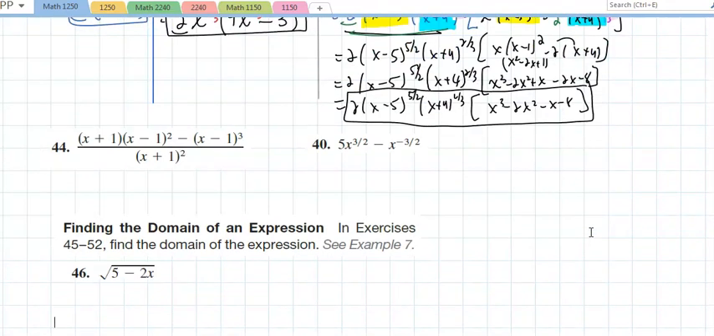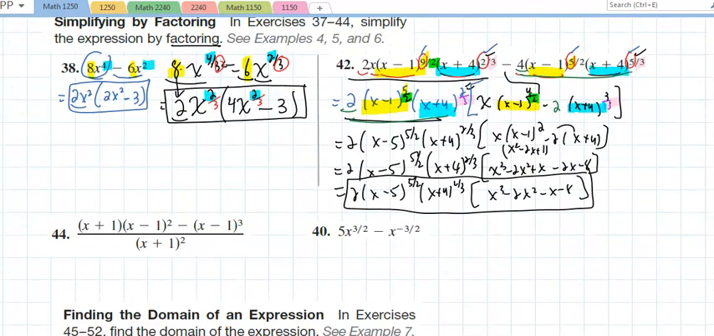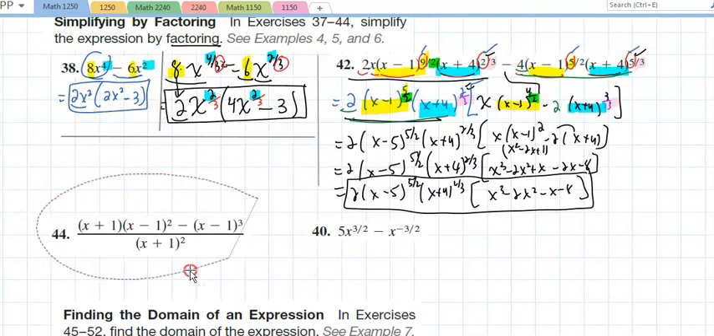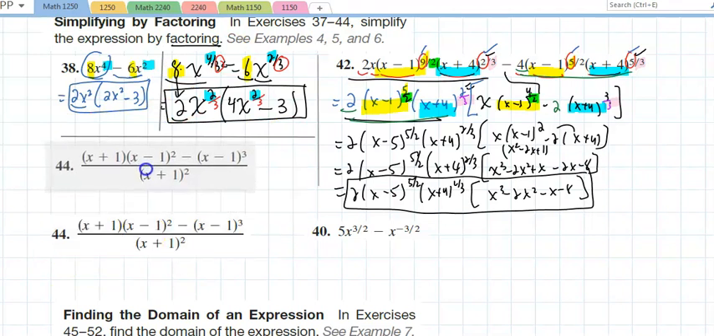Alright, a couple more to go. If I wanted to simplify this problem, again, I'm doing as much as we need, and we need to get this much. If I take number 44, it's not as bad as you think. I have two options.